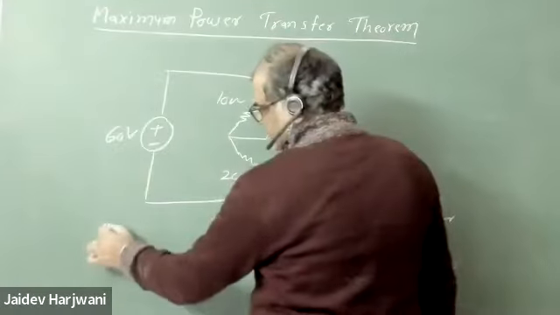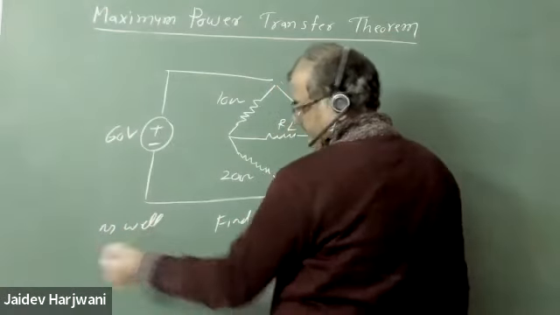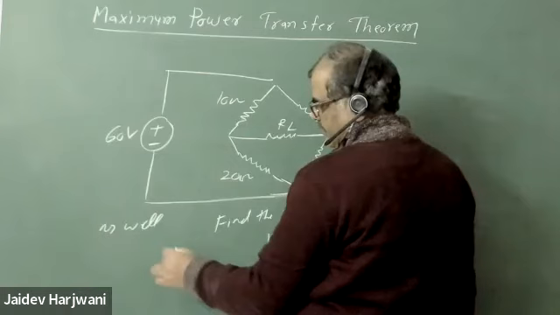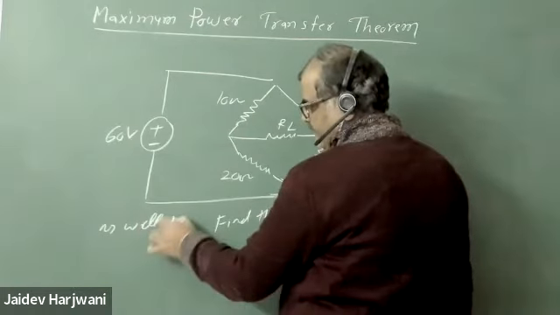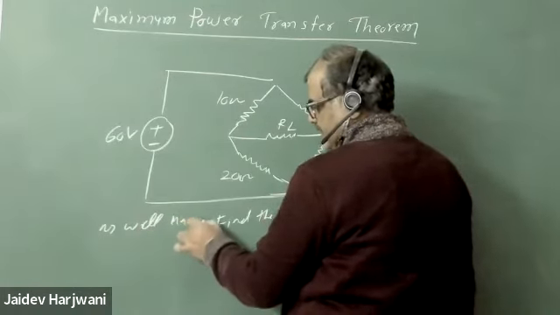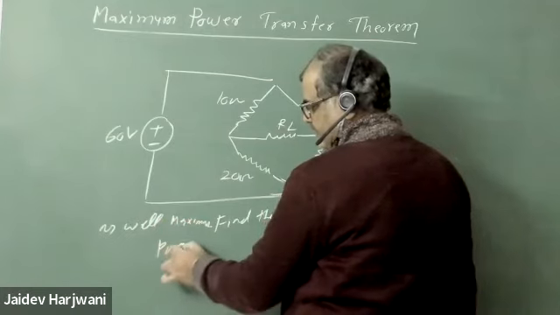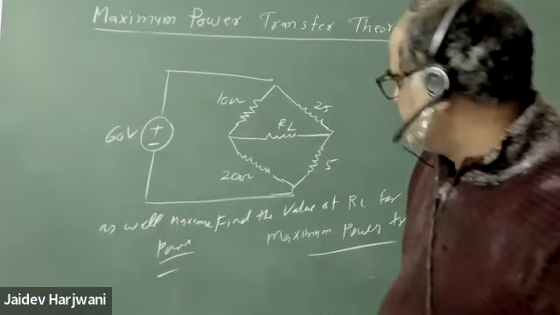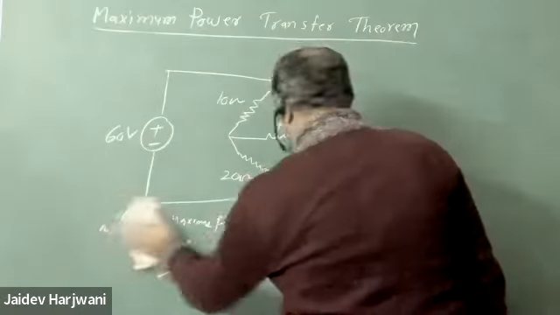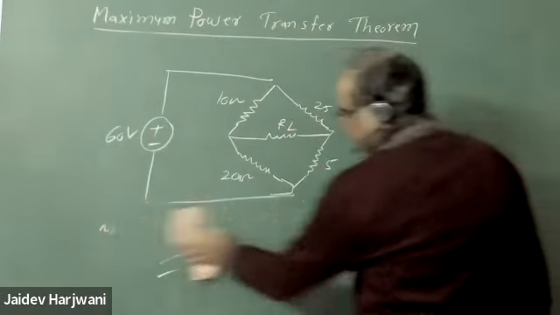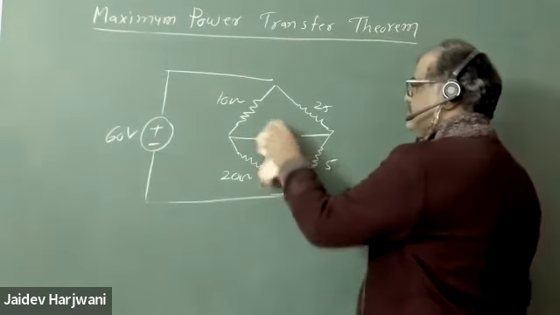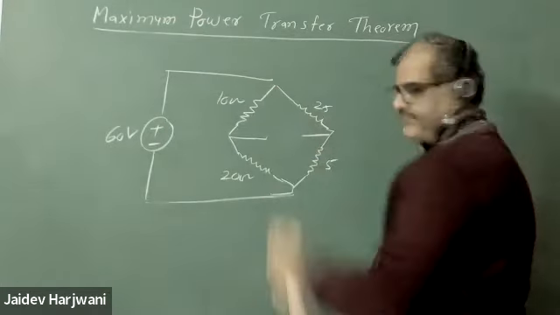They can only ask the value of RL, that is simply R Thevenin equal to RL. But as well as maximum power, you also need to calculate. So let me solve this one. First let us calculate R Thevenin. So I'm removing this one.